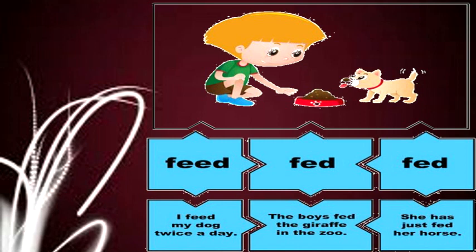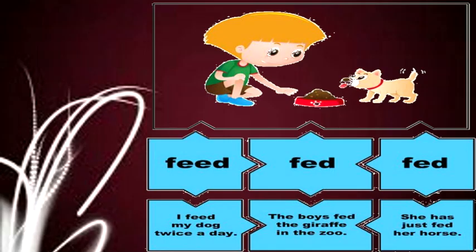Okay, this action. Feed is an action verb. Let us see the sentences. I feed my dog twice a day. Here the feed is the present form of the verb, first form, which is used in simple present tense. The second form of the verb is fed, F-E-D.